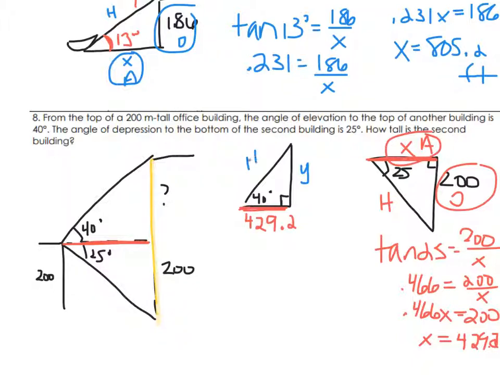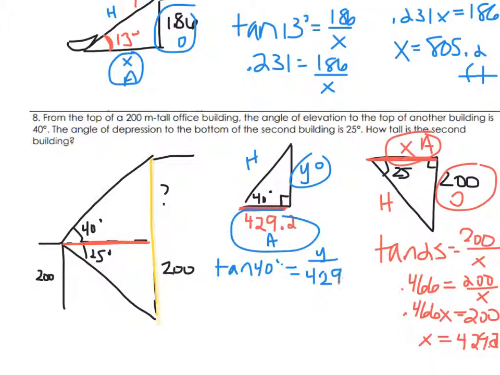So label H, O, A. Once again, who's your friend? Tangent. It's always tangent. It actually is kind of the super important one when we do word problems. All right, so tangent of 40 equals y over the number we just found, 429.2.